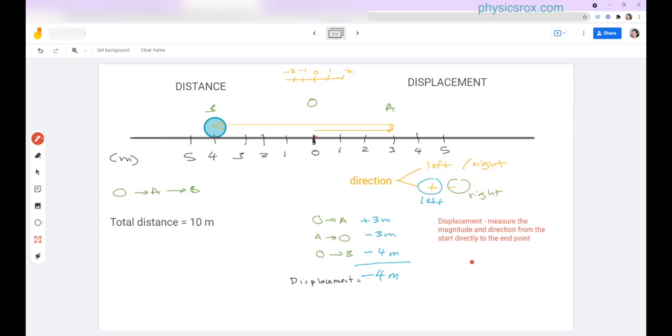So that's why, straight away, even if it goes O to A to B, you just see the start and the end. From here, direct O to A to B is negative 4 meters. Straight away you can get the answer. So that's the faster way to count.